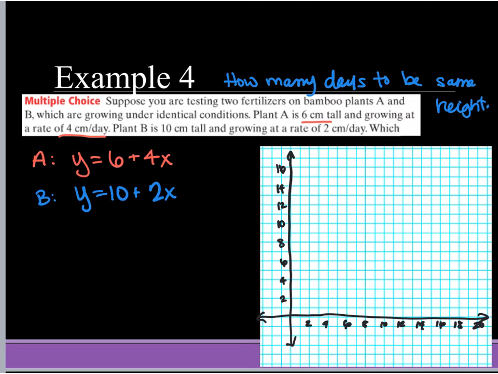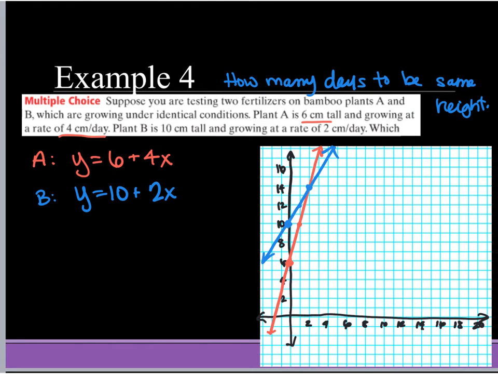So for graph A, I'm going to start out at a y-intercept of 6, and I have a slope of 4. So I'm going to be going up 4, so 1, 2, 3, 4, over 1. And then I'm going to connect these points, and I'm going to do the same thing for graph B. For graph B, I'm going to start out at 10, and I'm going up 2 and over 1, up 2 and over 1, and I'm going to connect these points. So now I get a graph that looks something like this.